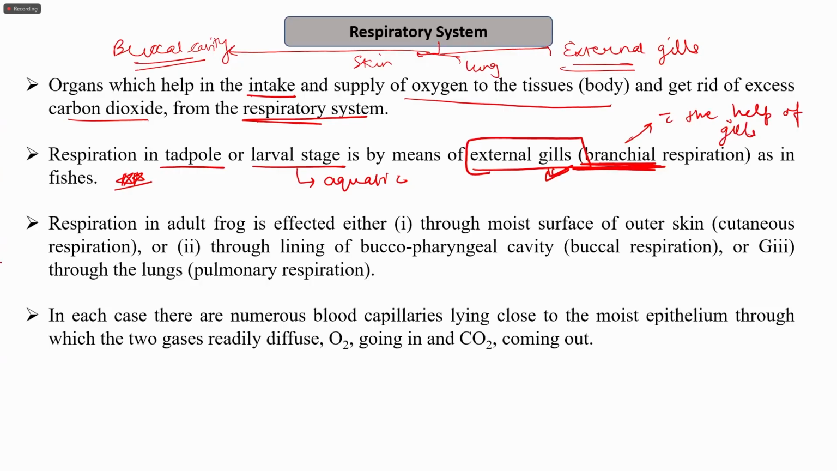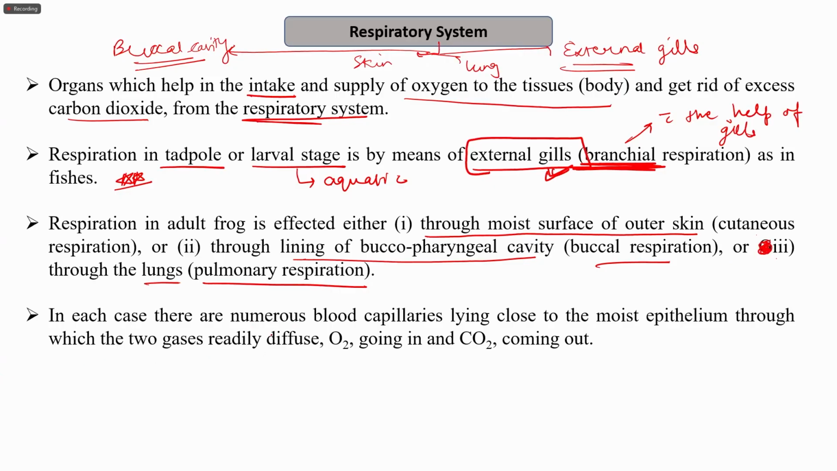Respiration in adult frog is effected firstly through the moist surface of outer skin, which is the cutaneous respiration; secondly through the lining of the buccopharyngeal cavity, buccal respiration; or third through the lungs, which is the pulmonary respiration. So these three modes may happen in the adults.